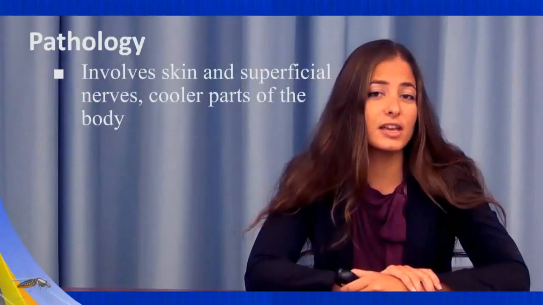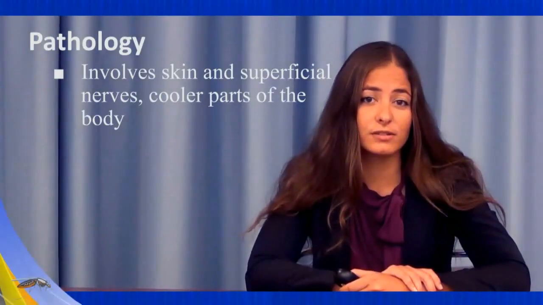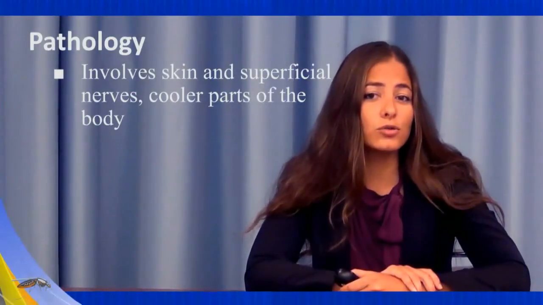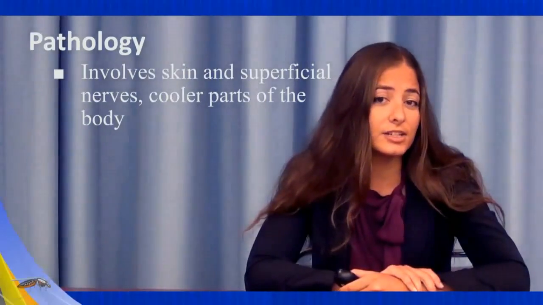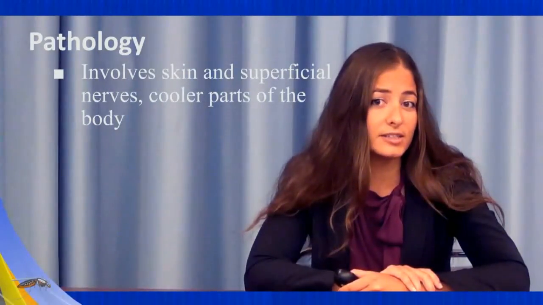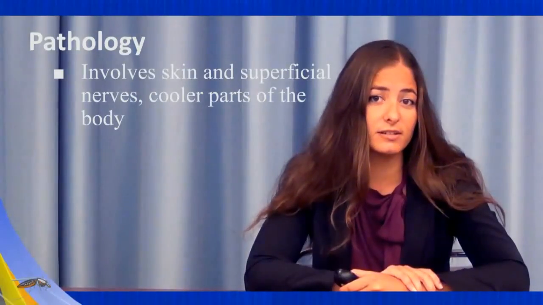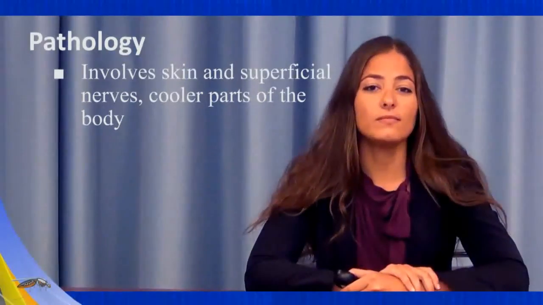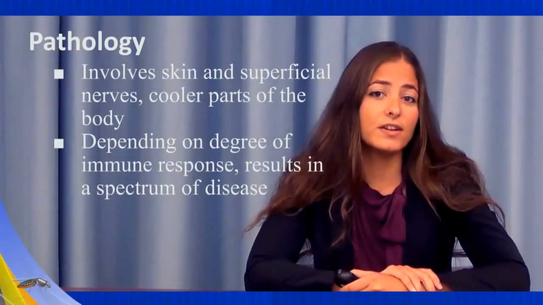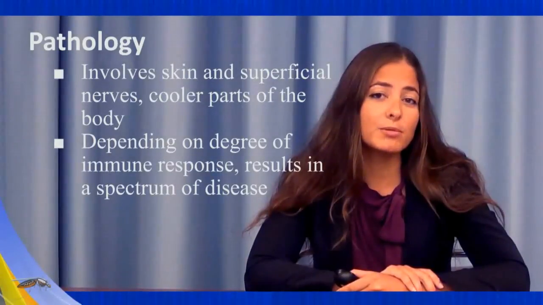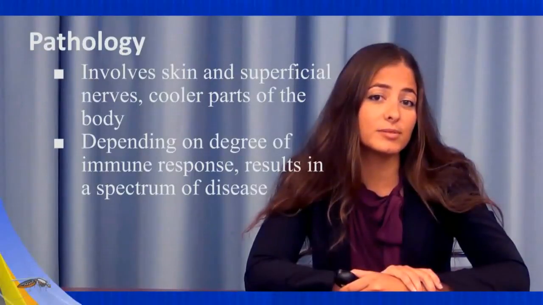In humans, the disease primarily affects the cooler parts of the body, especially the skin and superficial nerves. Other relatively cooler parts of the body, including the upper respiratory tract, anterior segments of the eyes, and testes, can also be affected. The immunological state and immune response of the infected person determine the type of leprosy disease that develops.